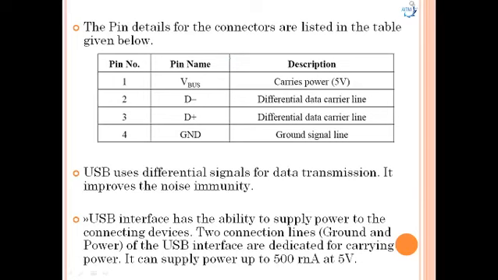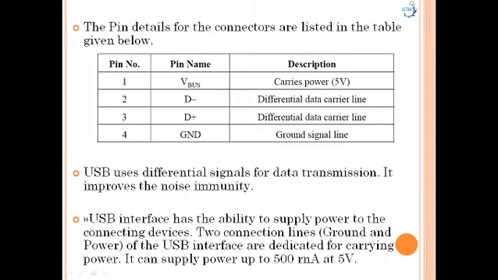So it has 4 pins. The first pin is the VBUS, which carries the power or voltage. Pin 2 carries the negative voltage, a differential data carrier line. Pin 3 carries the positive voltage, a differential data carrier line. And pin 4 is the ground signal line.